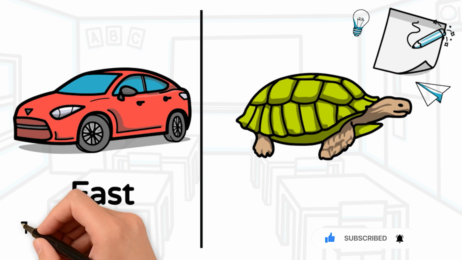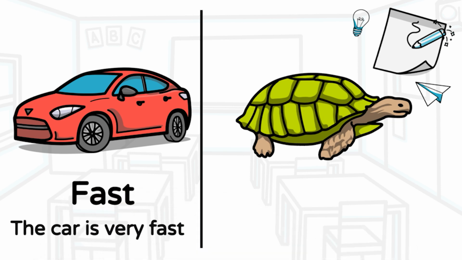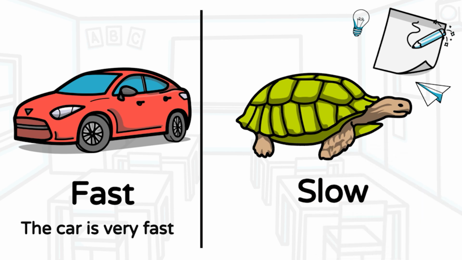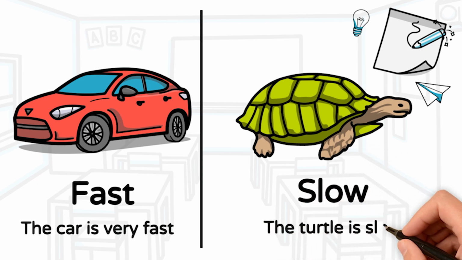Fast. The car is very fast. Slow. The turtle is slow.